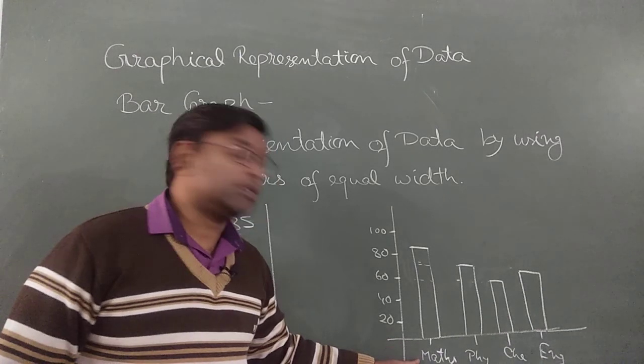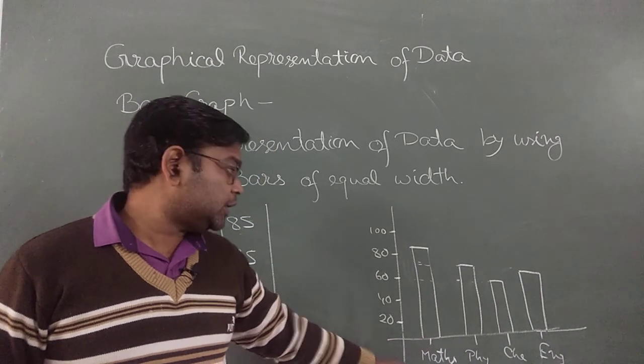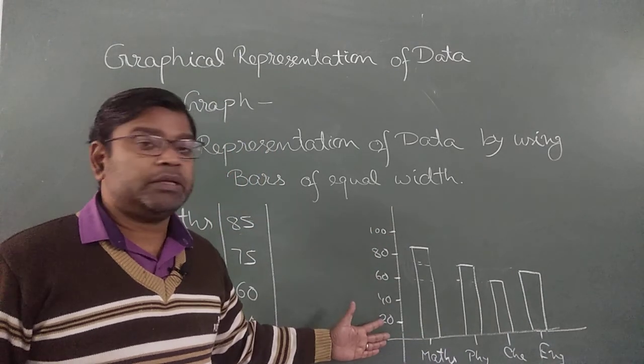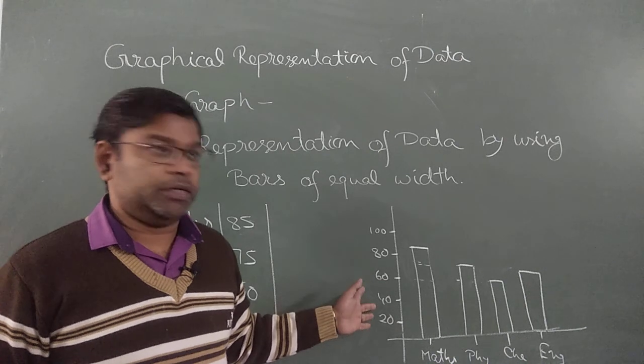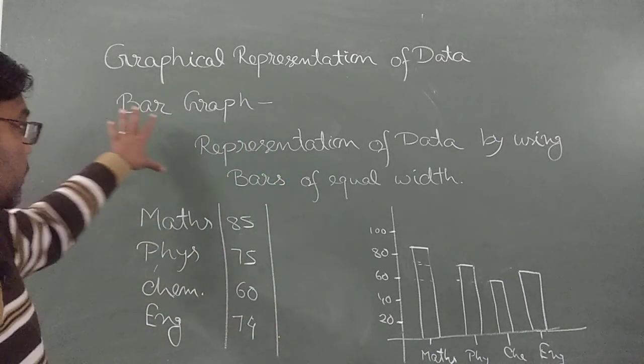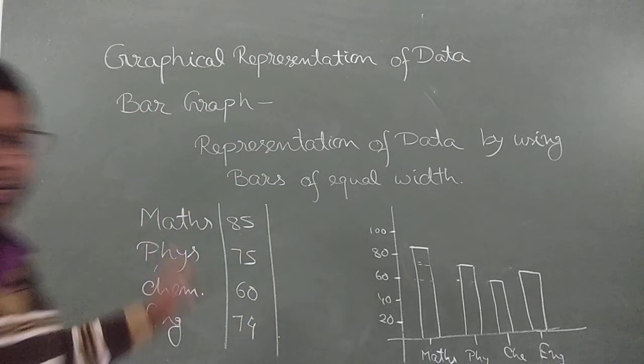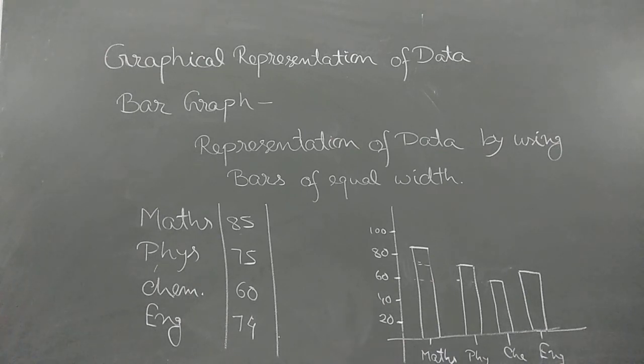Remember, on the x-axis we represent the physical quantity, on the y-axis we represent the variables, that is the measurements. So hope this portion is clear to you. Our next topic is the double bar graph.